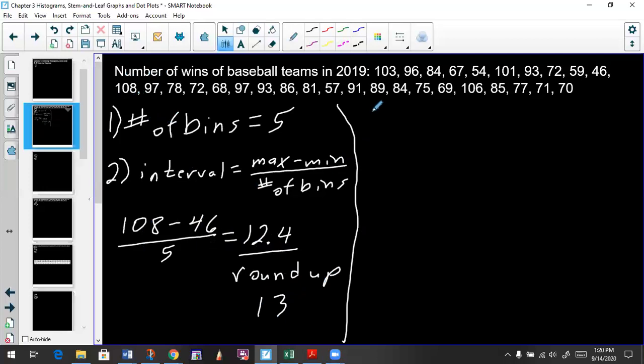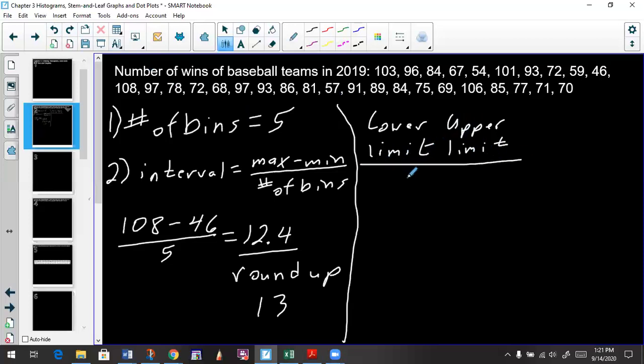All right. So the way that I'm going to set up is I'm going to have a lower limit and an upper limit. So for your lower limit, you're going to start with the smallest value. And again, our smallest value was 46.